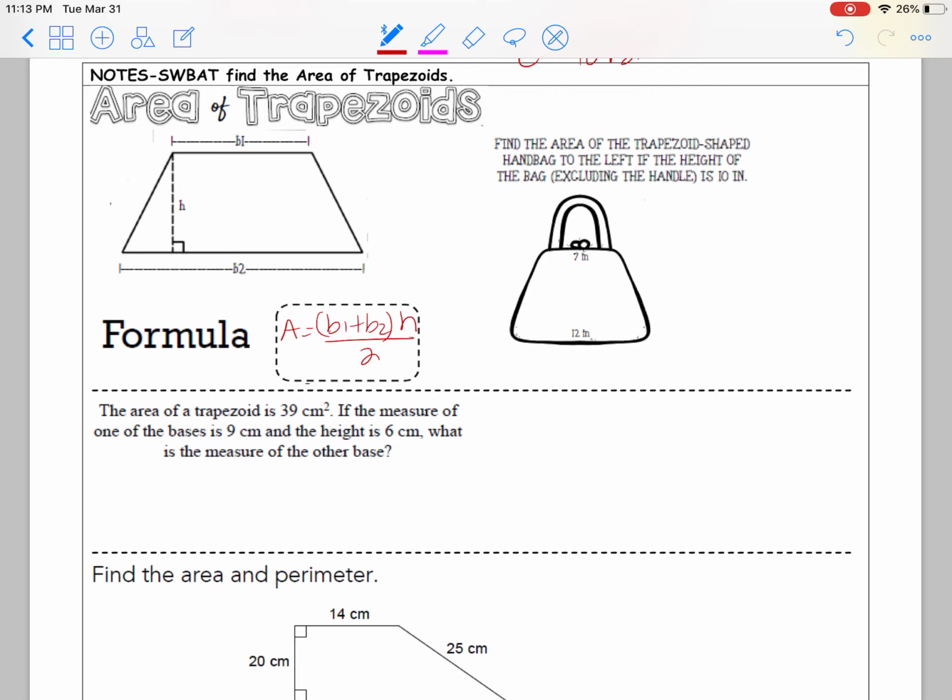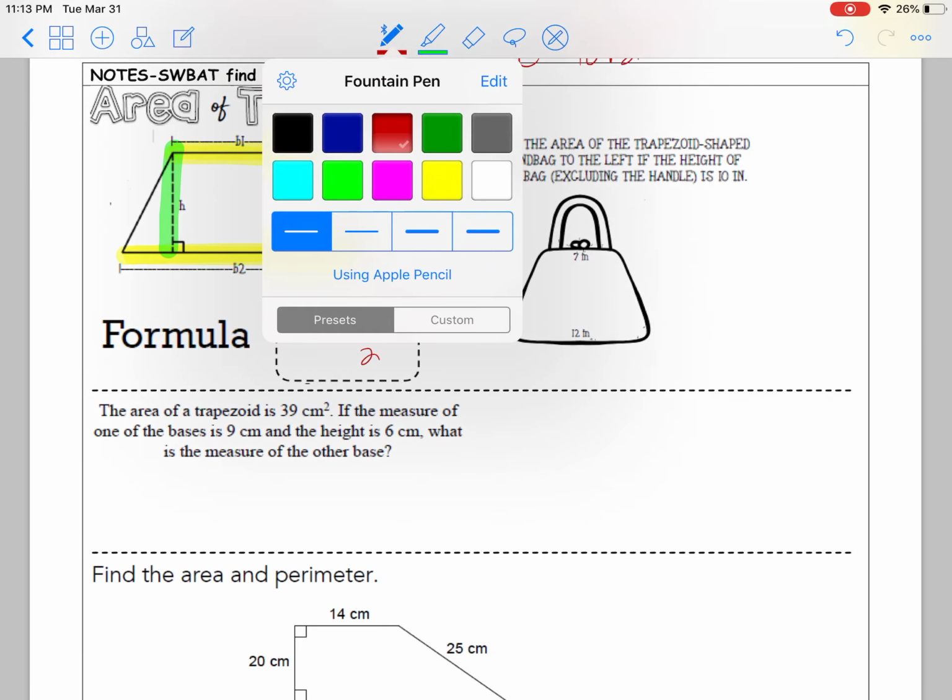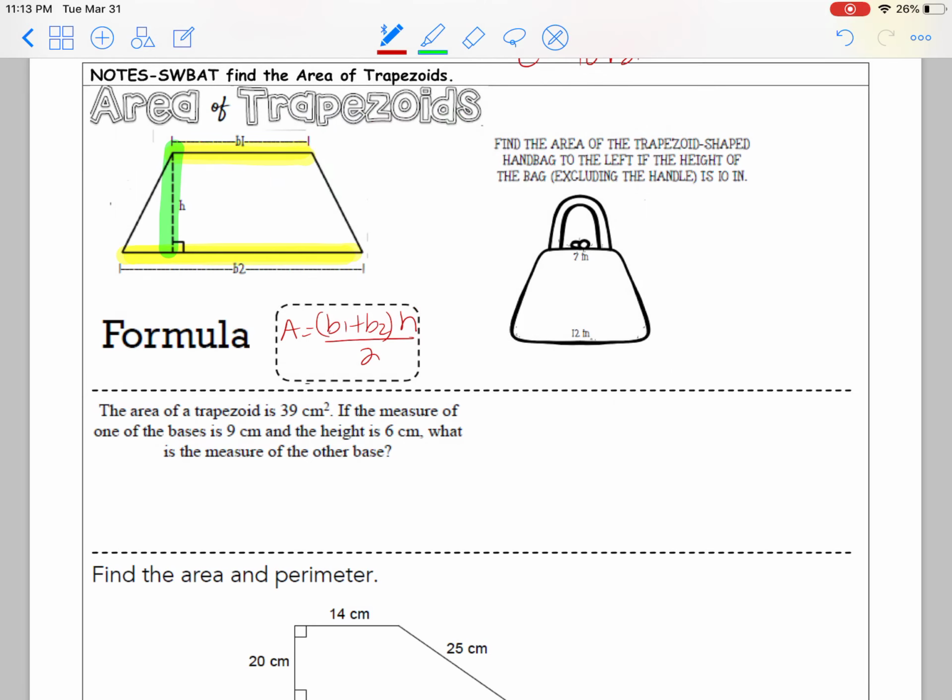A trapezoid is a quadrilateral, and for this particular quadrilateral, the bases will be the top and bottom. You just need to remember that the height will always be perpendicular to the bases. Keep that in mind: the height will be perpendicular to the bases. Let's go ahead and look at the first problem.